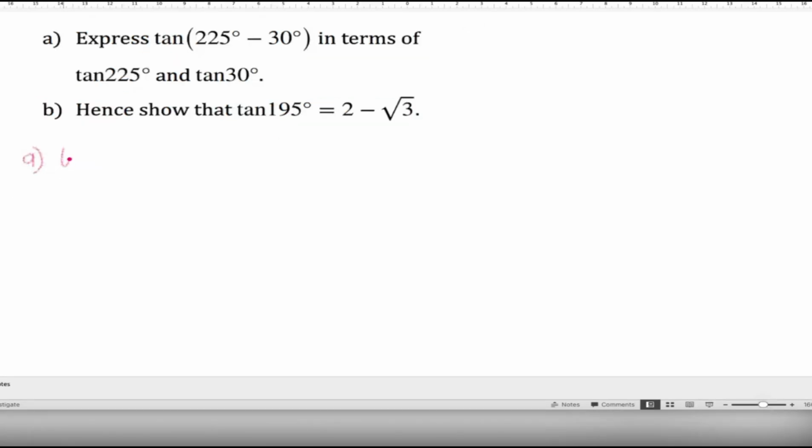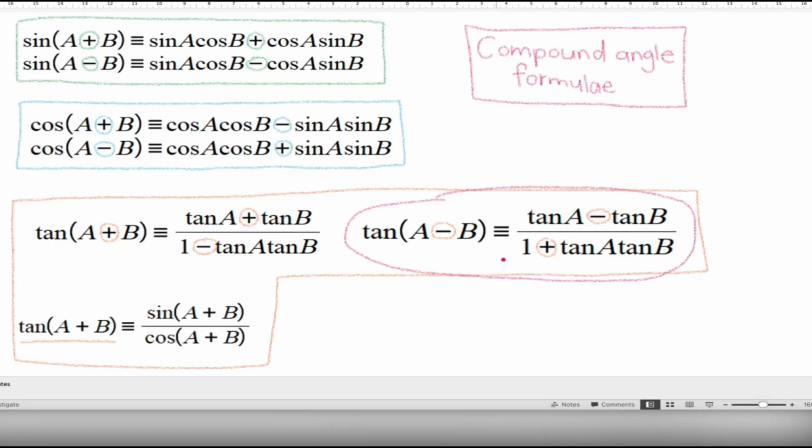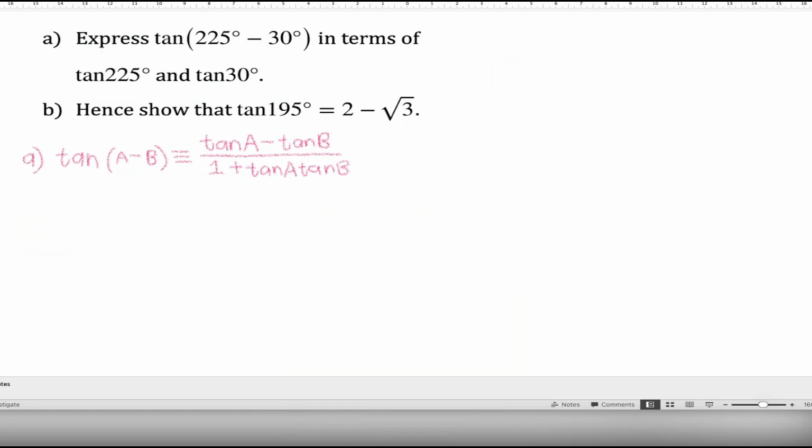So the tangent of A minus B is identically equal to the tangent of A minus the tangent of B divided by 1 plus tangent of A multiplied by tangent of B. And as you can see, it matches this compound formula exactly. Now we have to express the tangent of 225 degrees minus 30 degrees in terms of tangent 225 degrees and tangent of 30 degrees. So it will look like this.